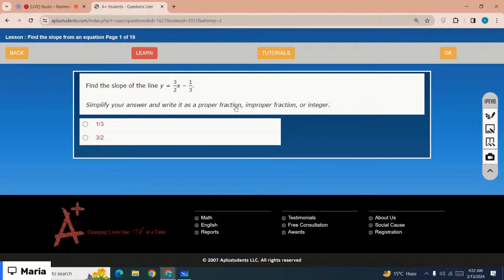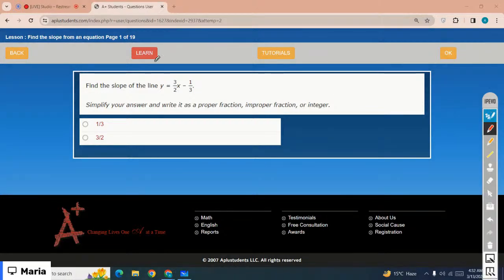Okay, find the slope of the line y equals 3 over 2x minus 1 over 3. You simply have to compare this equation with the general form of the equation of a line, which is y equals mx plus b. So this one is y equals 3 over 2 x minus 1 over 3. The one that has the variable x, that is the slope. So the slope is 3 over 2. The correct option is 3 over 2, right? The one with the variable x is the slope, so that is 3 by 2. Option number 2 is the correct option, right?